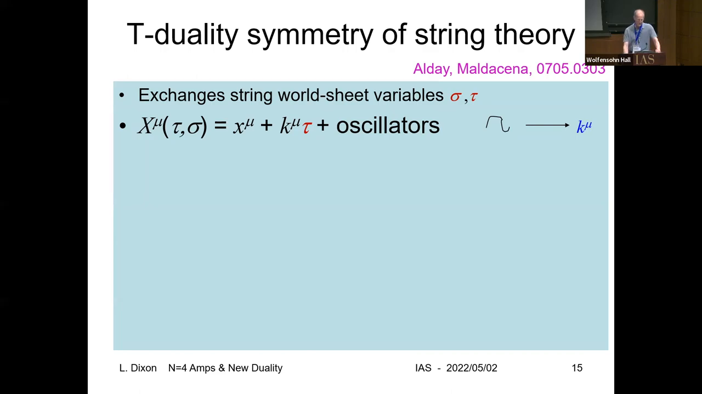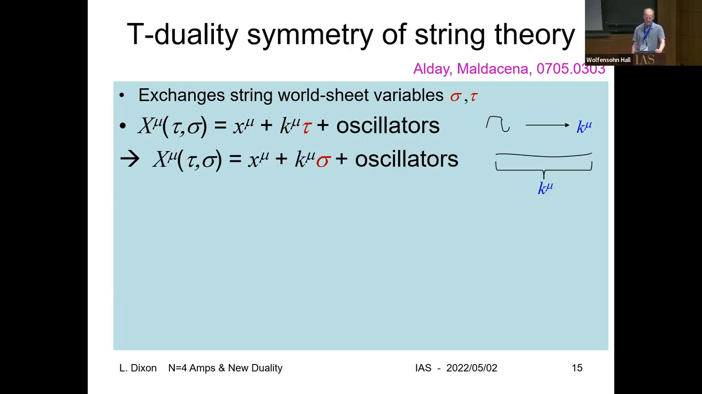And so if you have a string with center of mass motion by a momentum k, normally you would attribute that to the worldsheet time coordinate. But you can also think of it in this T-dual frame as being associated with the worldsheet space coordinate. And in that case, for an open string, the ends of the string now get separated by a light-like distance, where k is the light-like momentum of the gluon that you're describing.